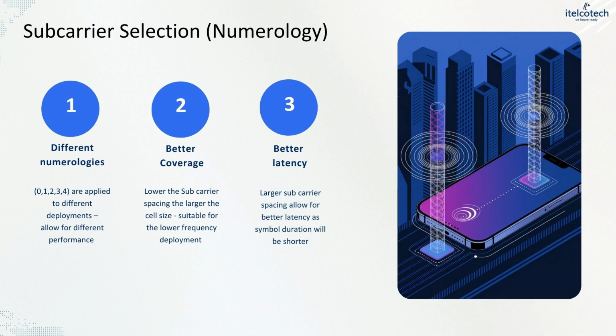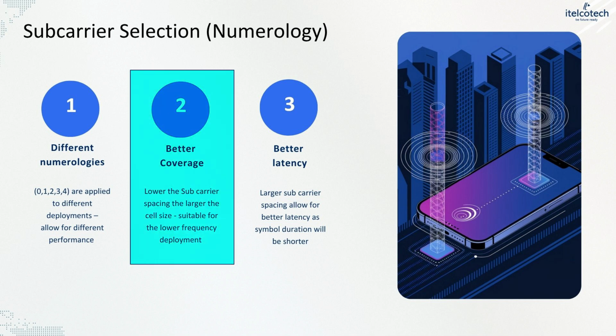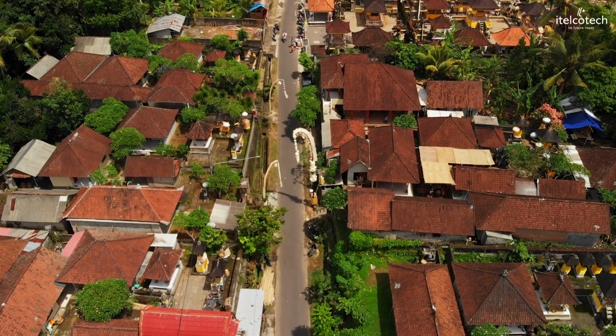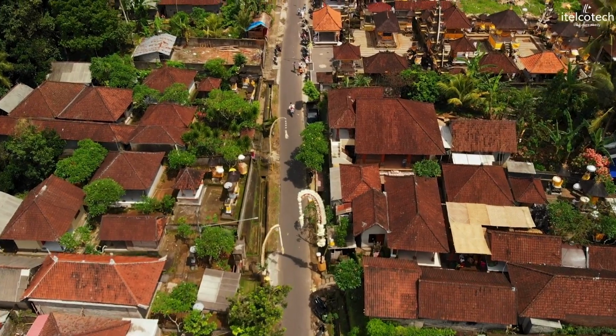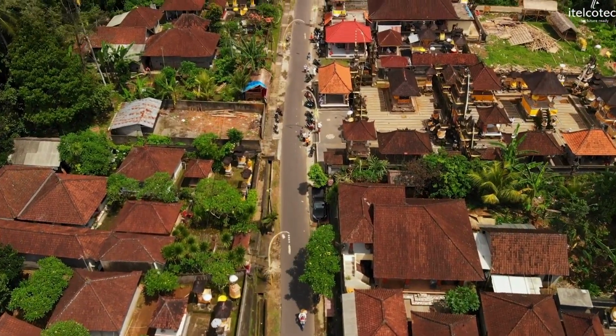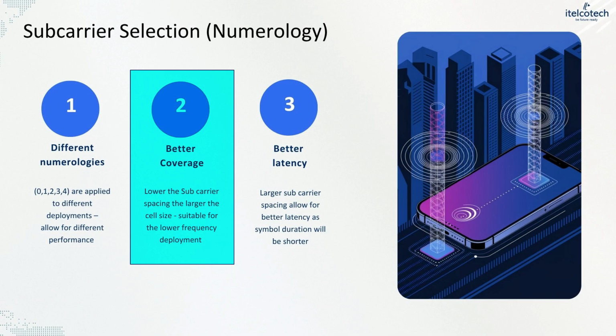Now, with the flexible subcarrier spacing, what we can achieve while designing a network is better coverage. Lower subcarrier spacing, we talked about 15 kilohertz, results in longer symbol durations. This makes the system more tolerant to delay spread and Doppler effects, which are prominent in larger cells or low frequency deployments. So if you are designing a network for rural or suburban areas with wider cells, using a lower numerology improves overall signal coverage.